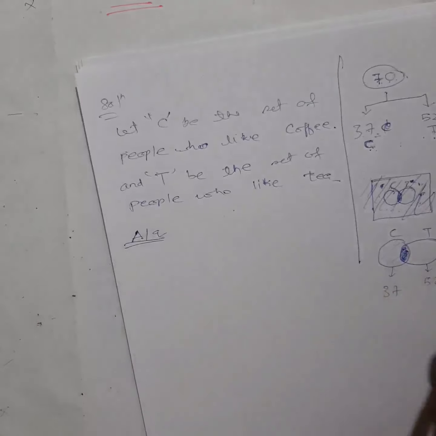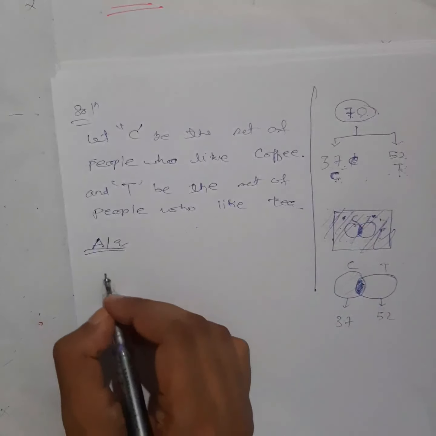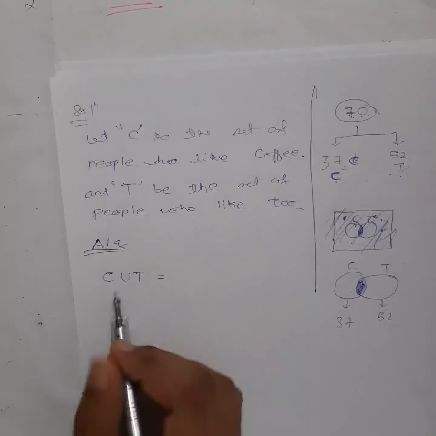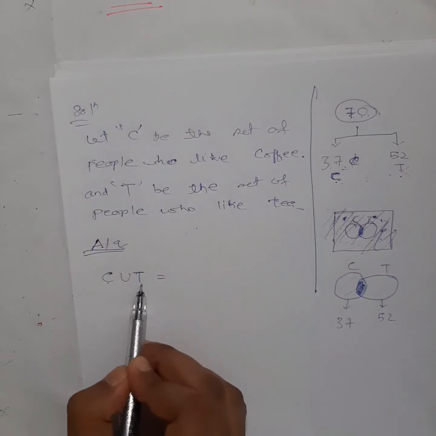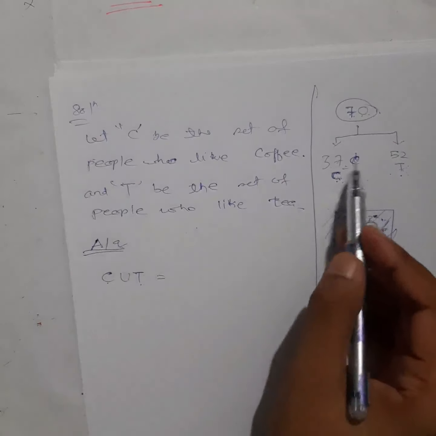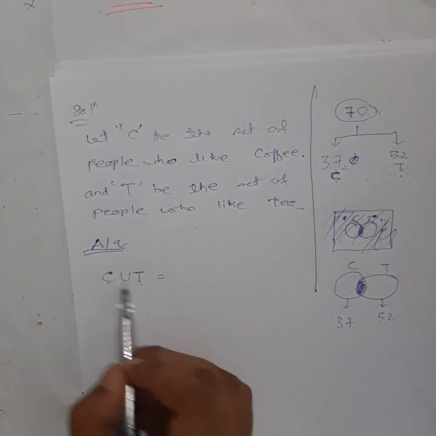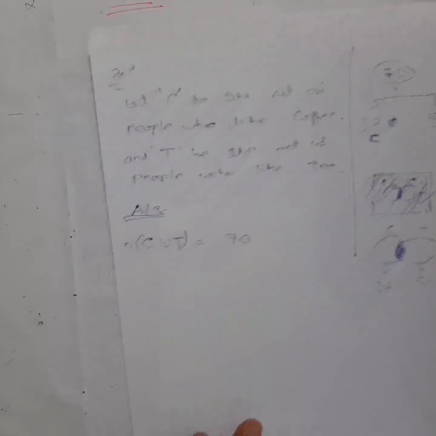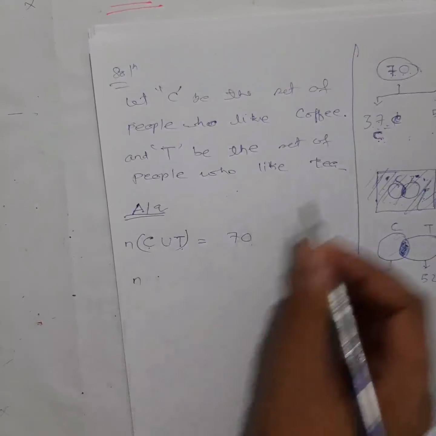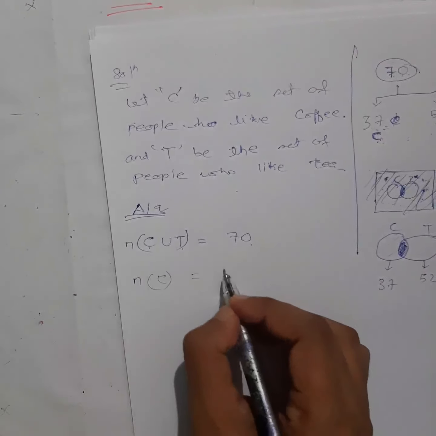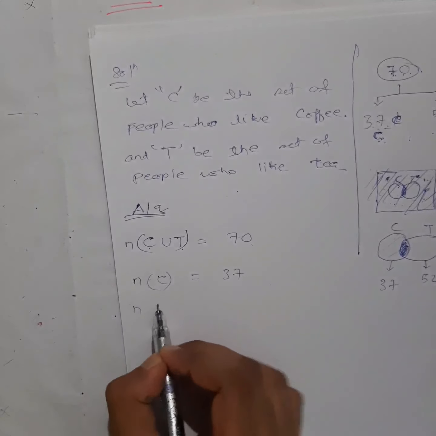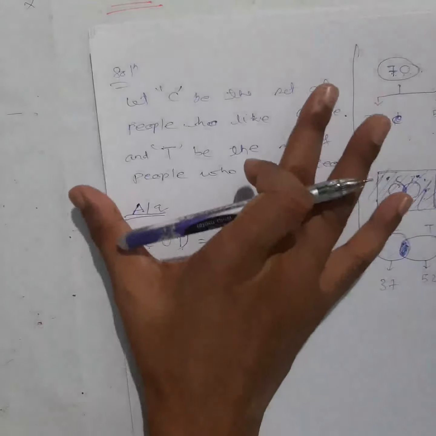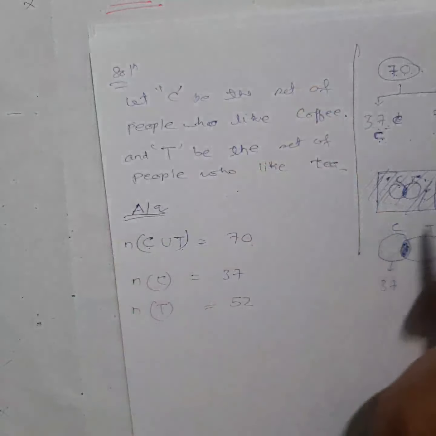According to the question, they have said there are how many people? 70, means C union T, means the people who like coffee or tea, at least one, is how many? Means union altogether there are 70 people, the number of this. Okay, and number of people who like coffee, they have given how many? 37. Number of people who like tea is given how many? 52.